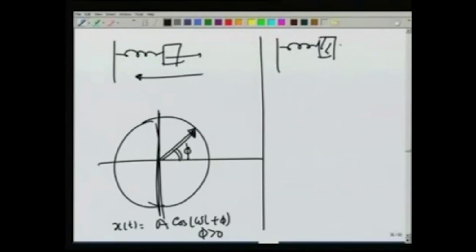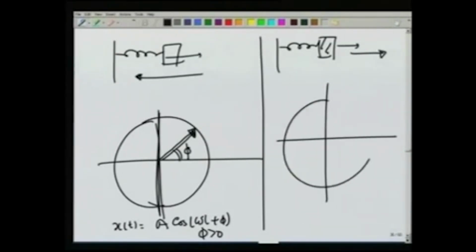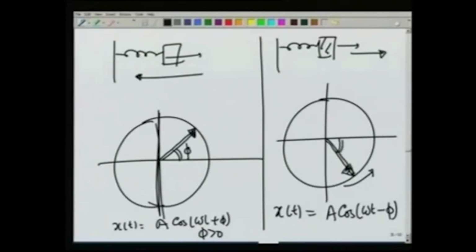On the other hand, if we took this spring mass system, stretched it a bit and then gave it a velocity to the right, the particle is moving to the right and it is displaced in the right direction, it will be somewhere here and would be moving like this. x(t) would be a cosine of omega 0 t minus phi, with this angle being phi. So this is a way of representing the displacement in phasor or vector way.